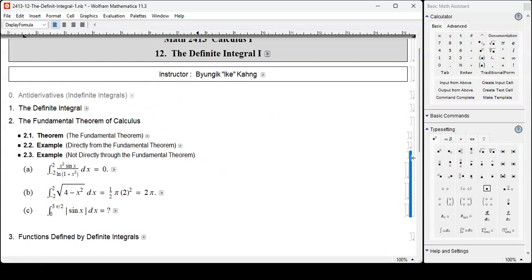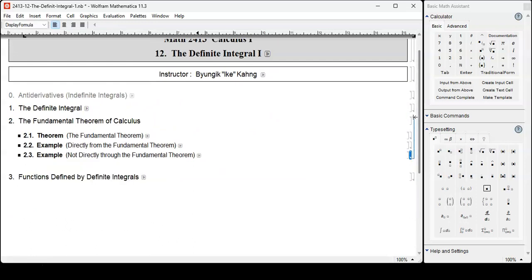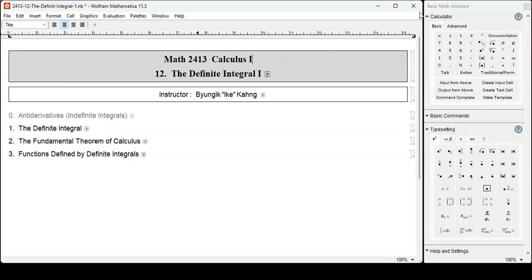All right, we went through some standard and some non-standard problems on the calculation of definite integrals using the fundamental theorem of calculus.